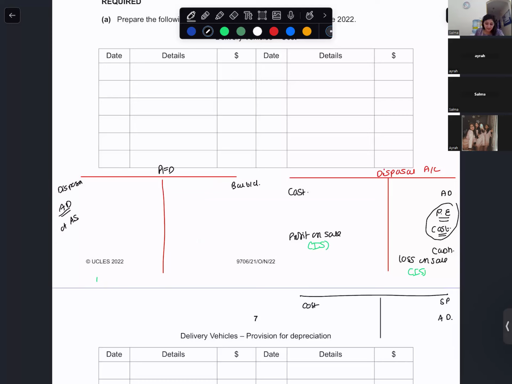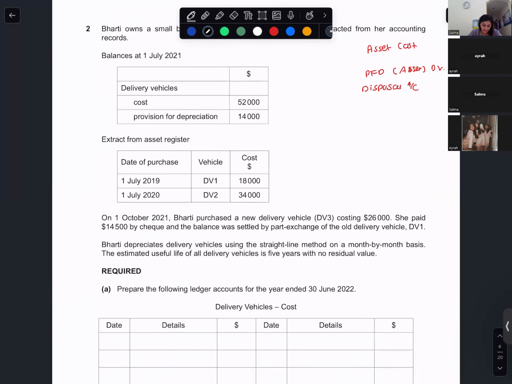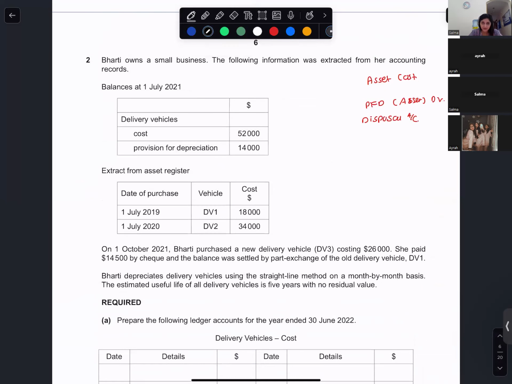Depreciation is on month by month basis. That means you have to calculate depreciation of assets sold up to date of sales. Then you will have the current year depreciation. Is this clear? Just keeping all of this in mind, we will start. Can you read the question for me?